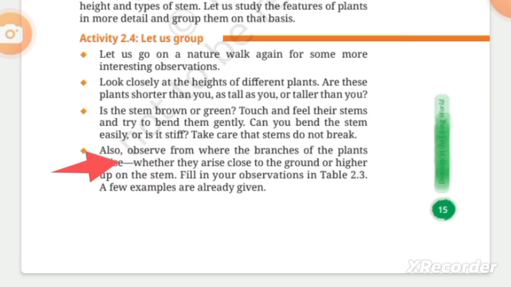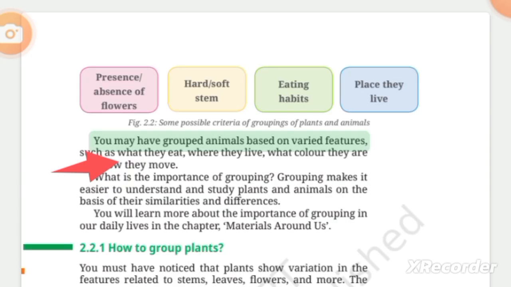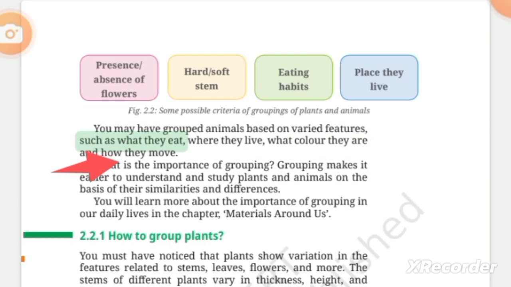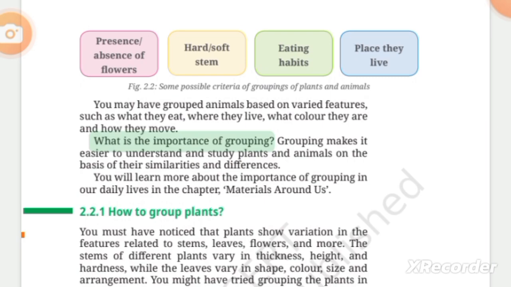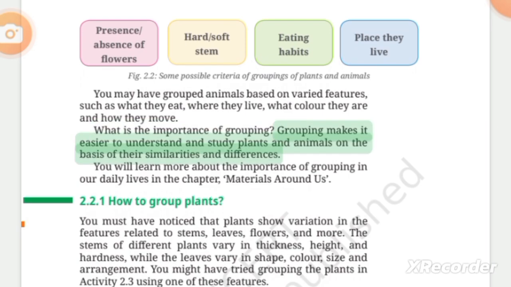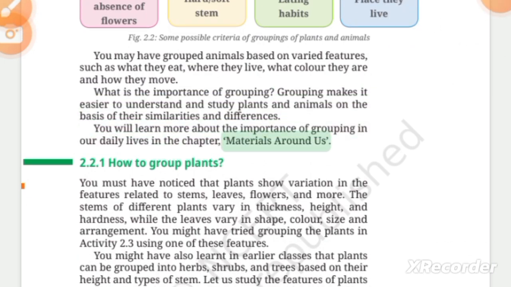You may have grouped animals based on varied features, such as what they eat, where they live, what color they are, and how they move. What is the importance of grouping? Grouping makes it easier to understand and study plants and animals on the basis of their similarities and differences. You will learn more about the importance of grouping in our daily lives in the chapter, Materials Around Us.